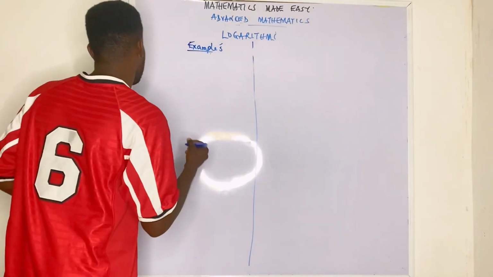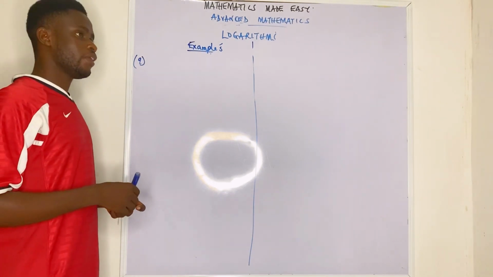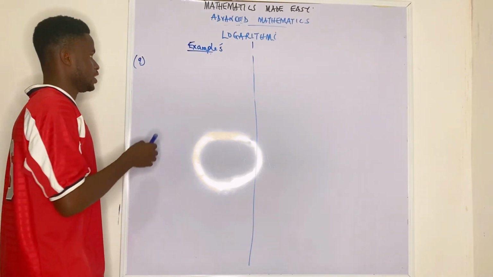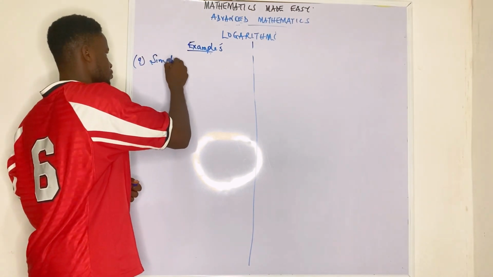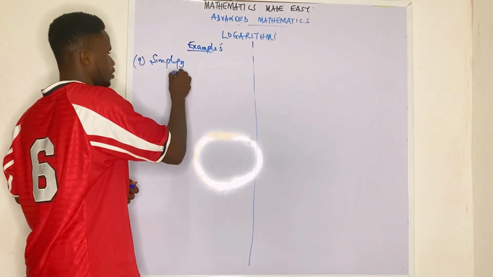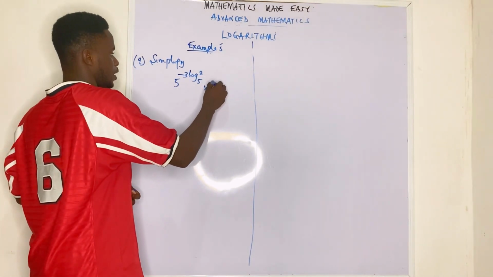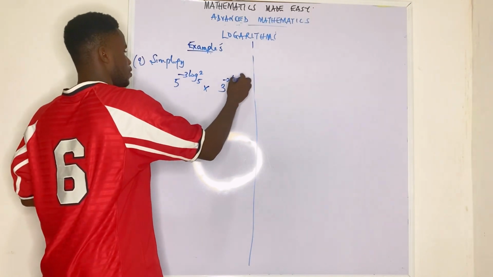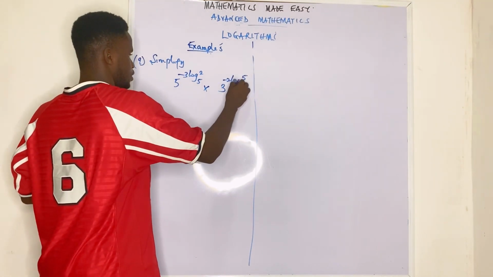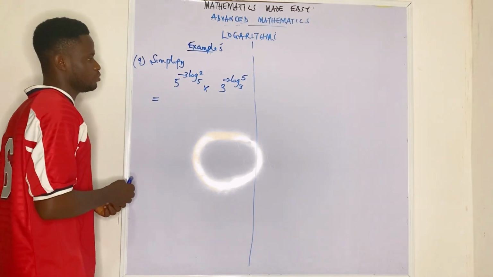So let's consider another example. In this case, we're going to give an example under the inverse property of exponents. Say for example, if I am given 5 raised to the power minus 3 log 2 base 5, multiplied by 3 raised to the power minus 2 log 5 base 3. To solve this is very, very simple.